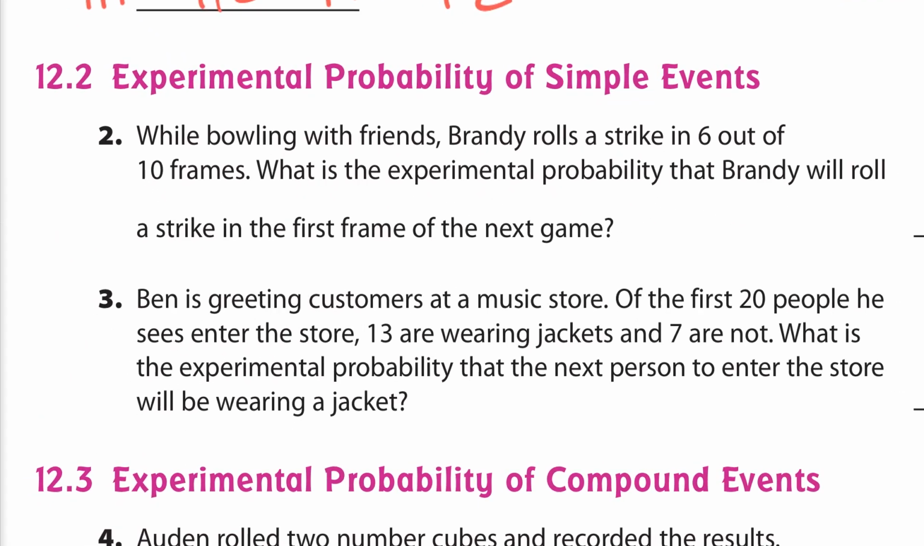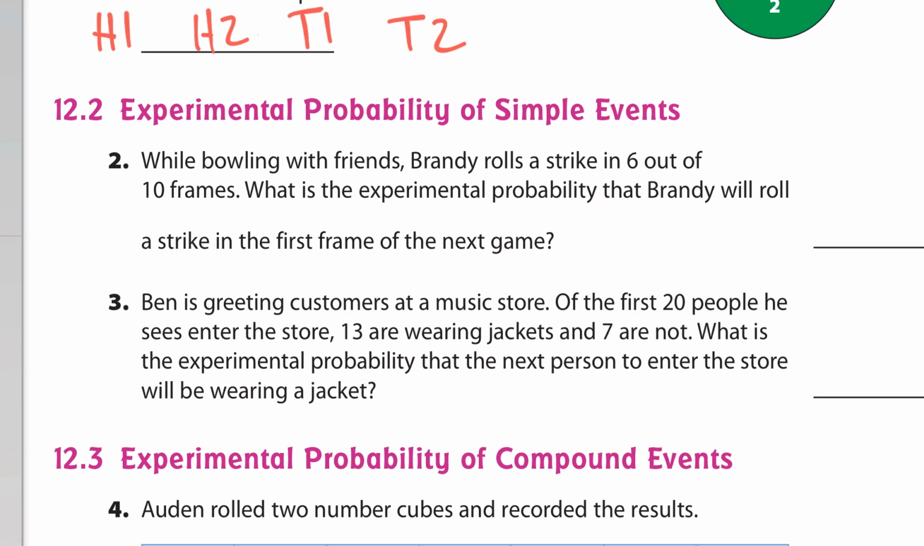Okay, on the next one, experimental probability of simple events while bowling with friends. Brandy rolls a strike 6 out of 10 frames. What is the experimental probability that Brandy will roll a strike in the first frame of the next game? Well, that probability is 6 out of 10. And you can simplify 6 tenths to 3 fifths. That would be our answer, 3 fifths.